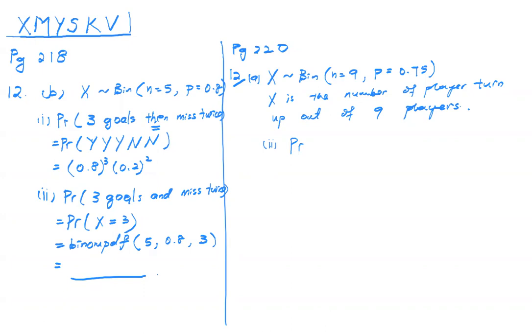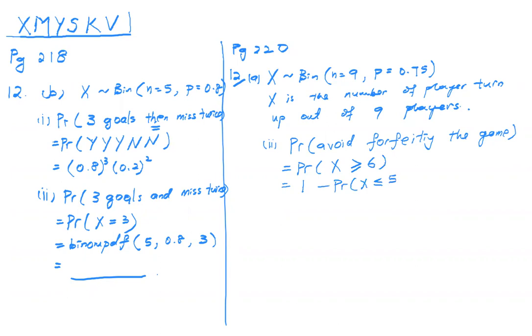They say the team needs at least 6 players to avoid forfeit. So for me, I define X as the number of players who turn up for the game. I write down first what I want to find: avoid forfeiting the game, because it depends on the X that you define. So it will be probability X must be more than or equal to 6. This is equal to 1 minus probability of X less than or equal to 5. Am I right?